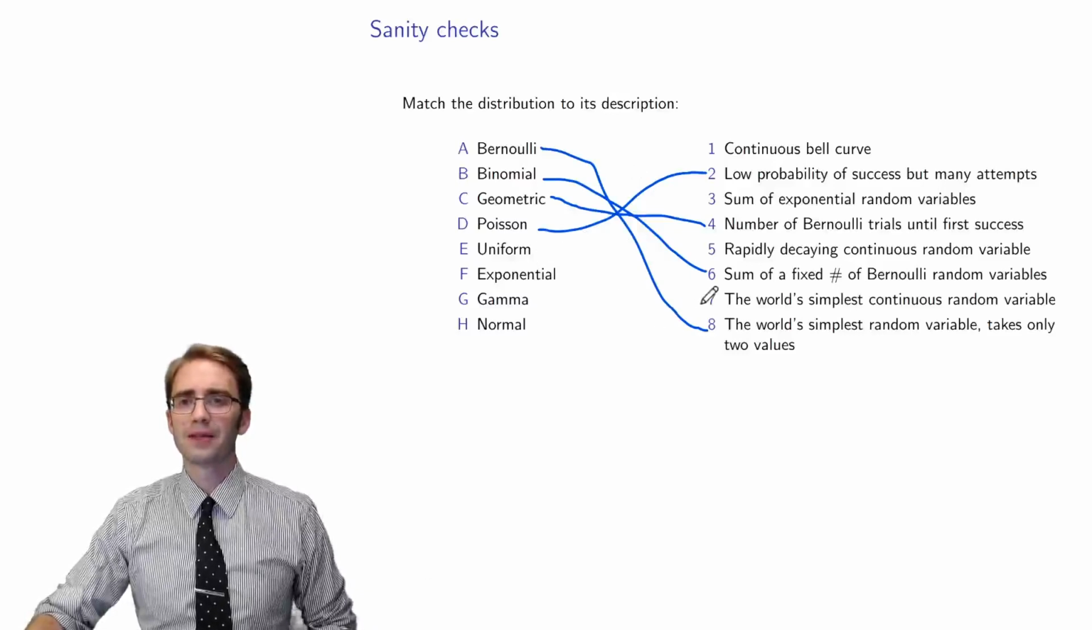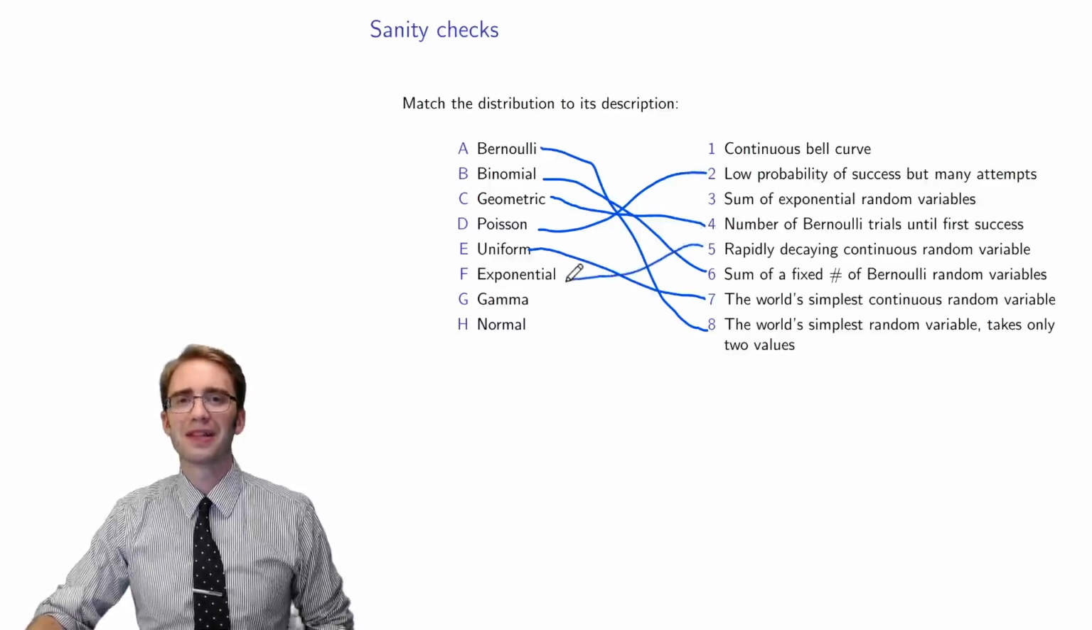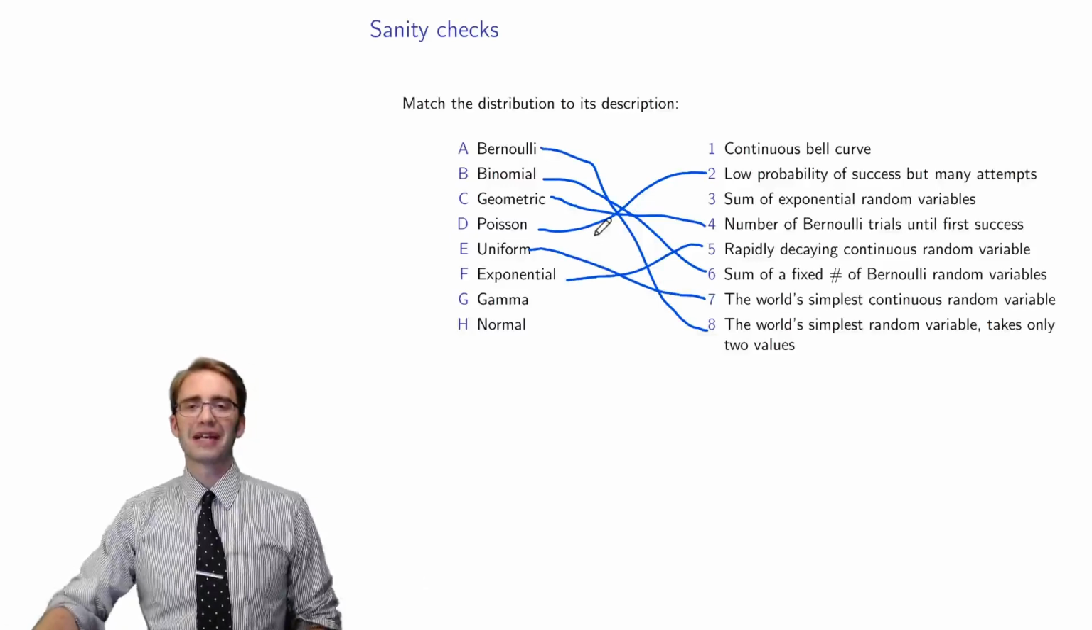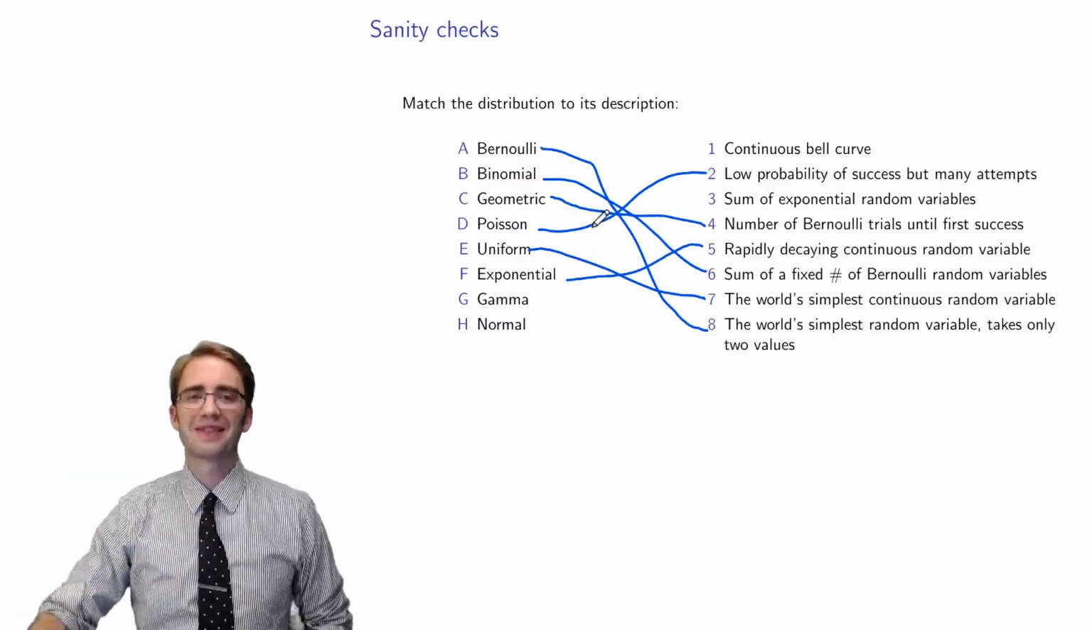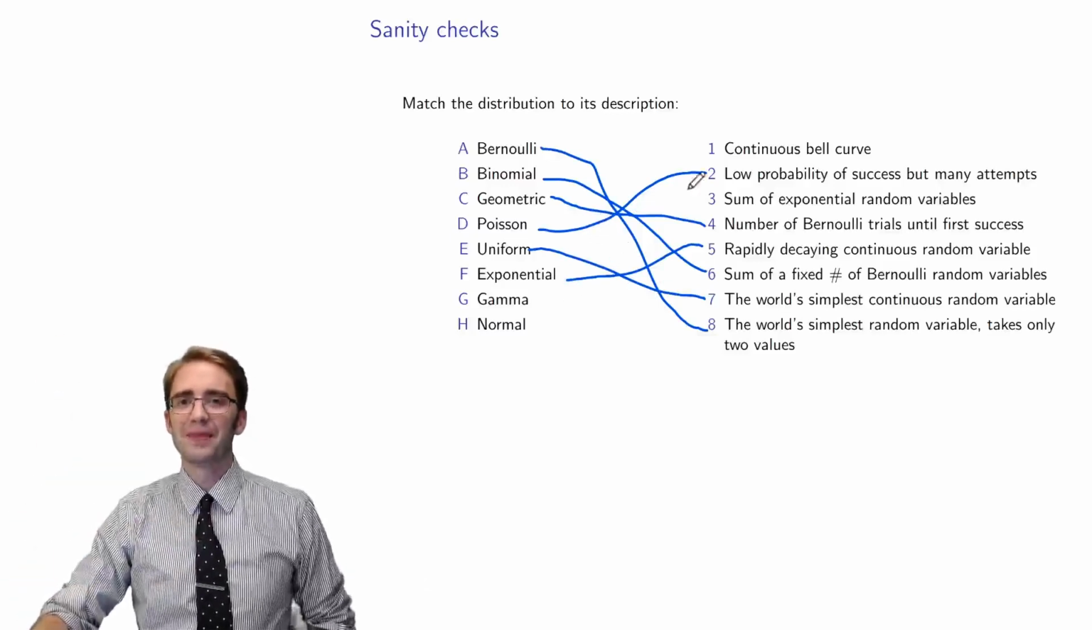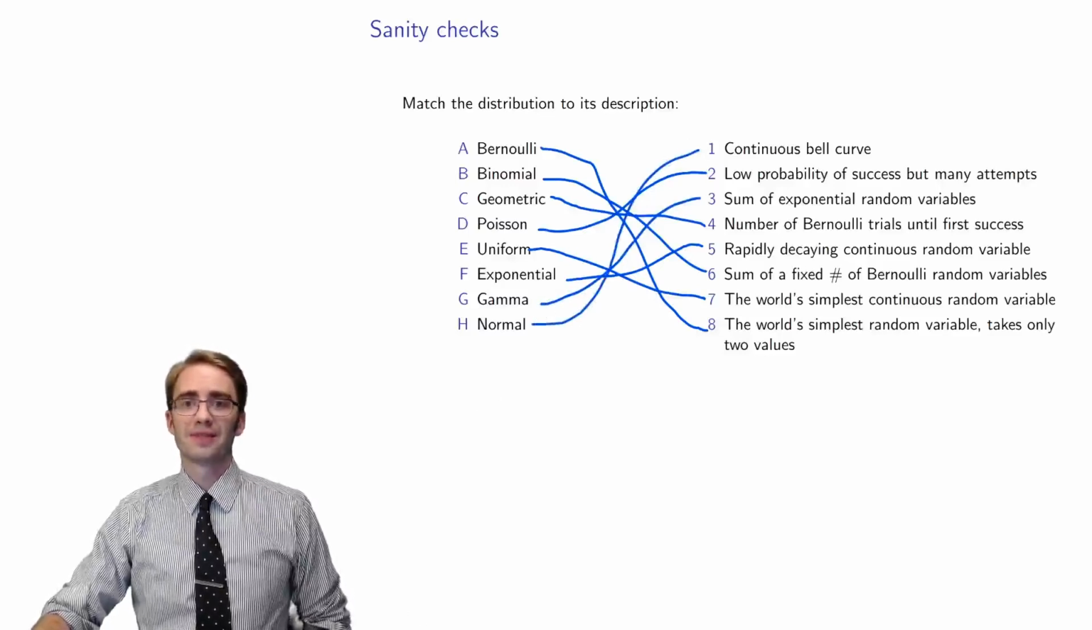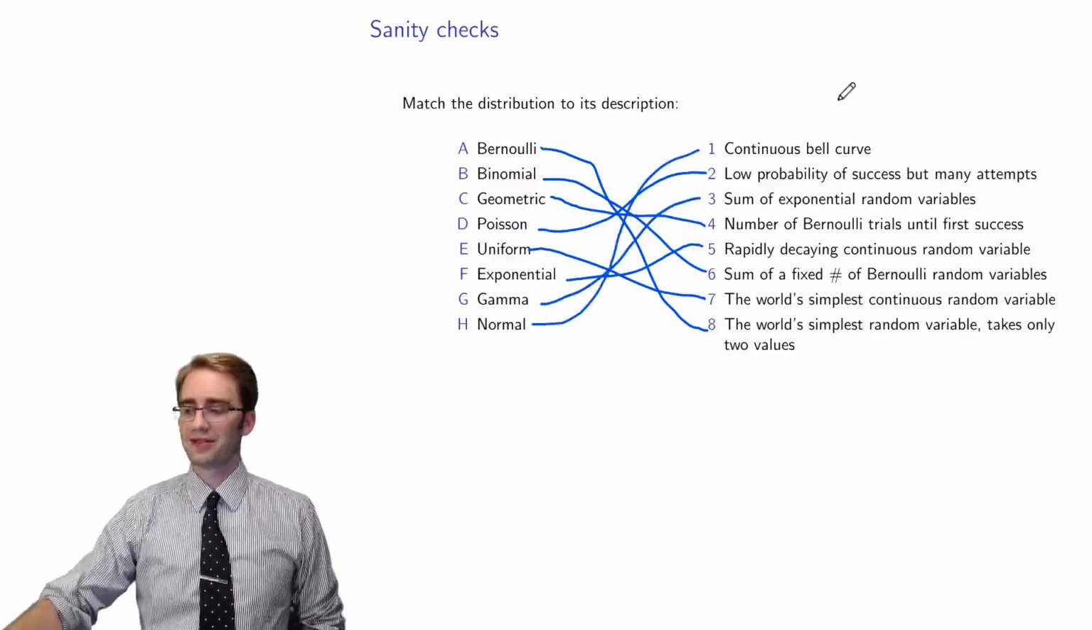A uniform random variable is the world's simplest continuous random variable. An exponential random variable would be, I guess this is the weakest one of these, a rapidly decaying continuous random variable, although a lot of these are, or a gamma distribution also rapidly decays, so that's kind of a judgment call. A gamma distribution is a sum of exponential random variables, and a normal distribution is a nice smooth continuous bell curve. So those are the answers to that quiz.